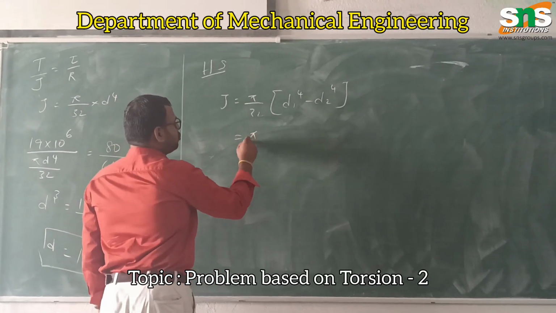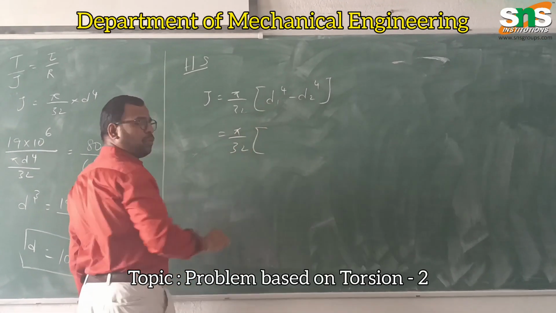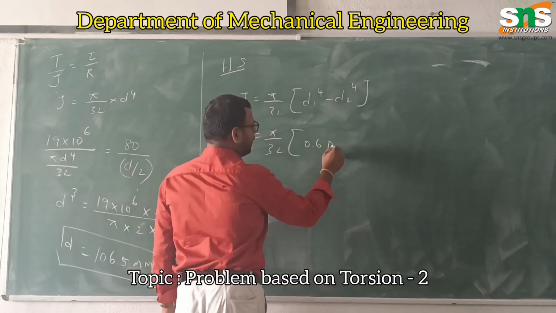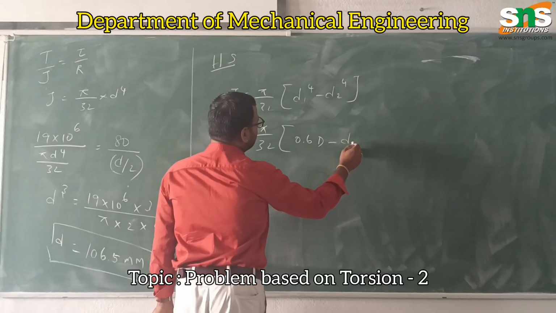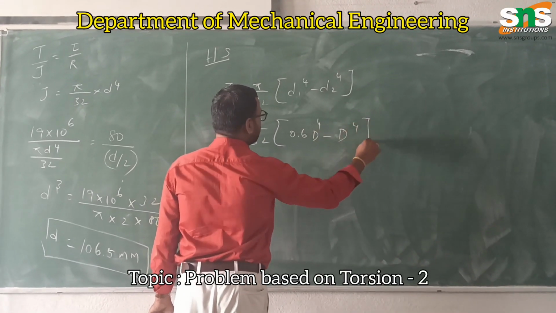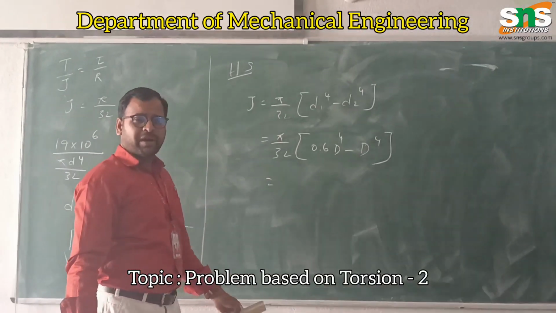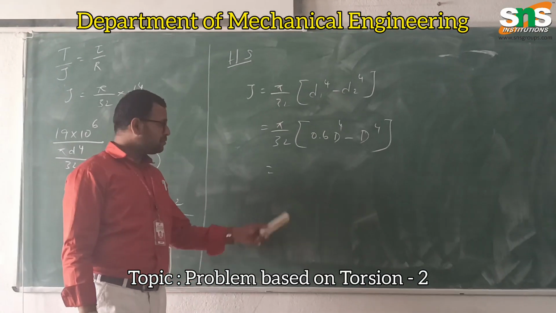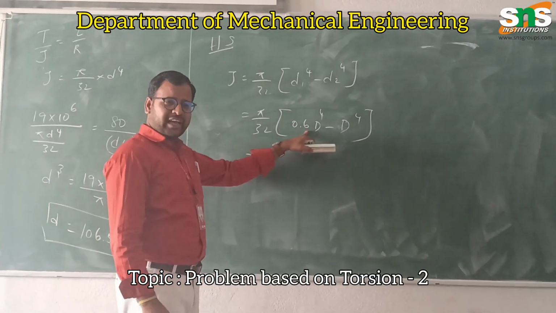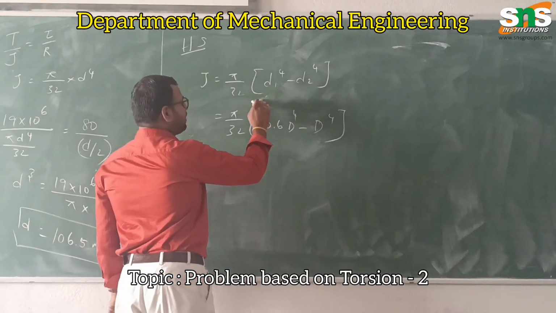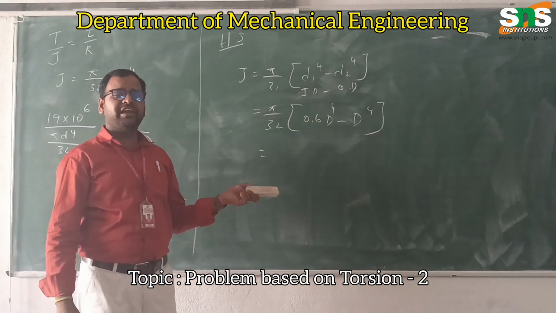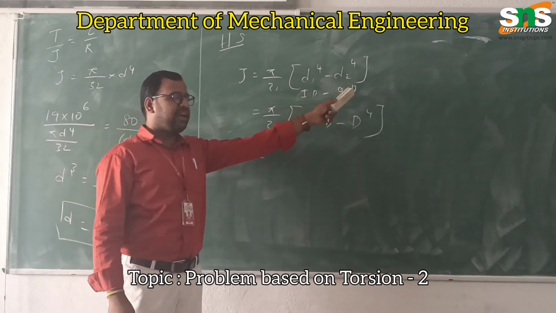So pi by 32 is equal to d1, which is given as 0.6 of capital D, minus 0.6 times capital D, the whole power 4. How to summarize this? Okay, please make a note of it. Once again, this is the inner dia, so you mention it as ID to OD. In case you have any communication mismatch, you can indicate it like this.